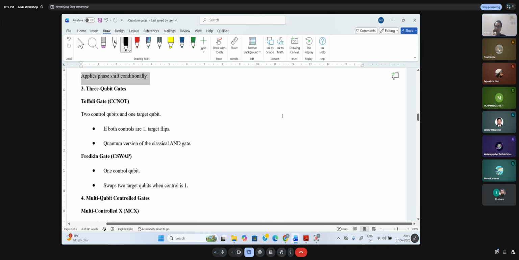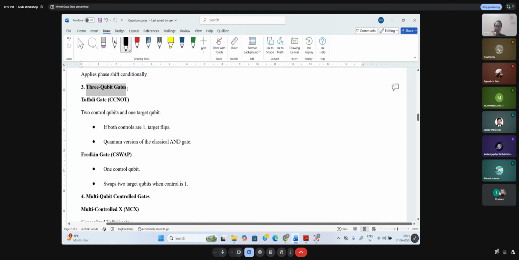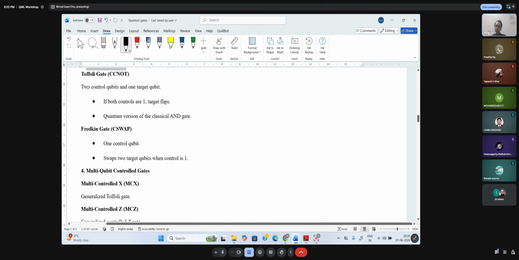Here we do have three qubit gates also. CC naught. So naught is single qubit, C naught is double qubit, CC naught is three qubit. Here it is, CC naught. Two control qubits and one target qubit. If both controls are one, the target flips.